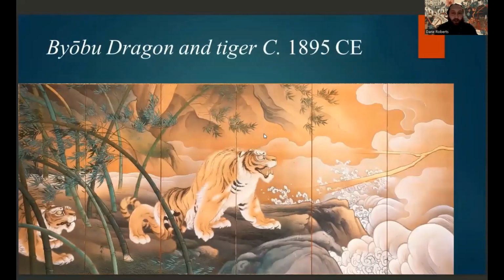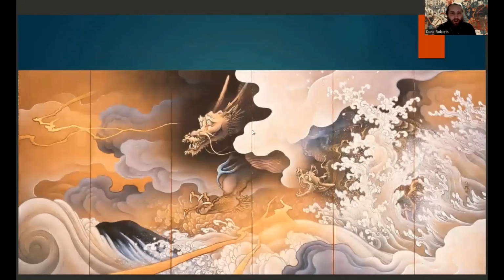So, the Meiji era, much like the Tokugawa shogunate before it, and even the Sengoku Jidai, the Sengoku period, saw a flourishing of large numbers of very beautiful art, such as this painting here, known as the Byobu Dragon and Tiger. This is only half of it. You'll see the other half in a second. That was painted sometime in 1895 CE. Here is the other half with the dragon on it. Again, very beautiful painting.